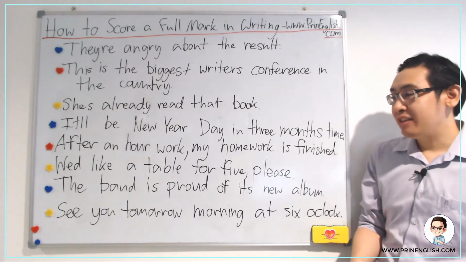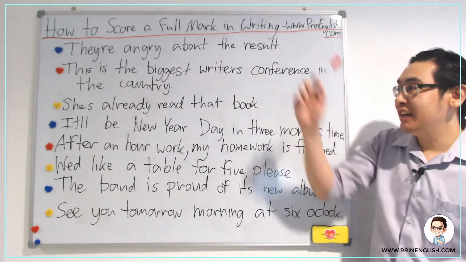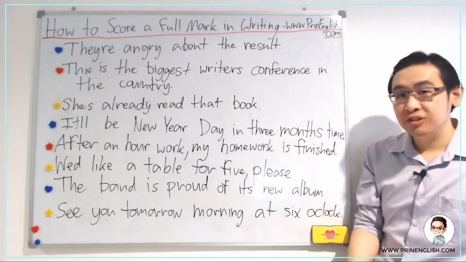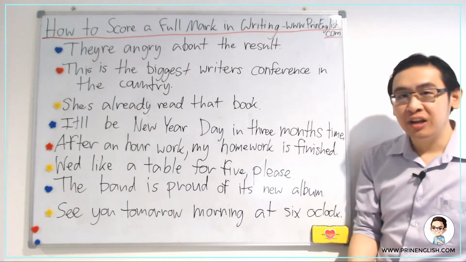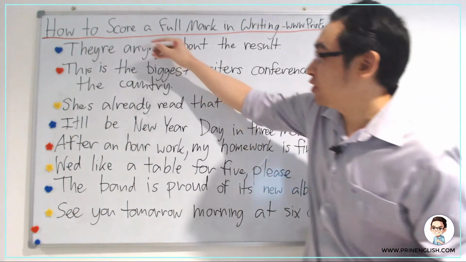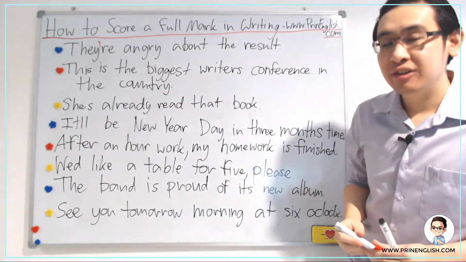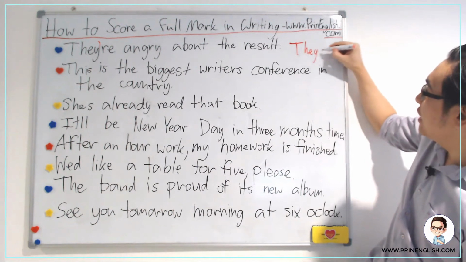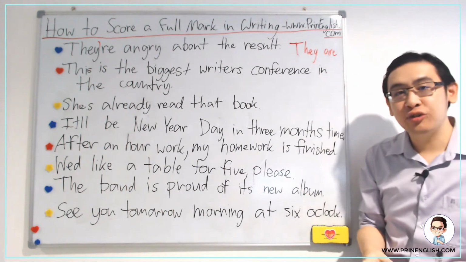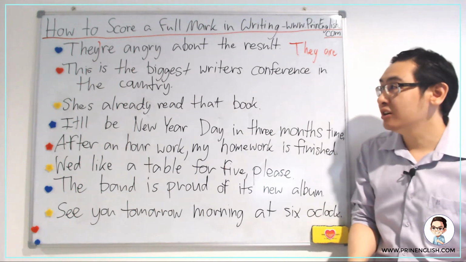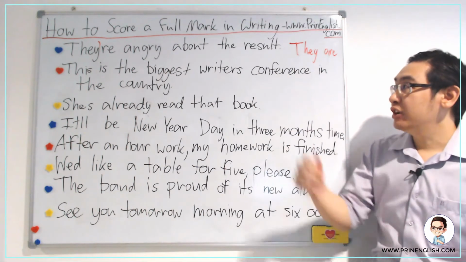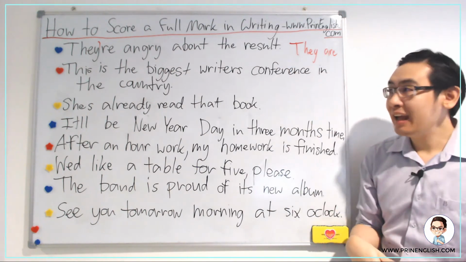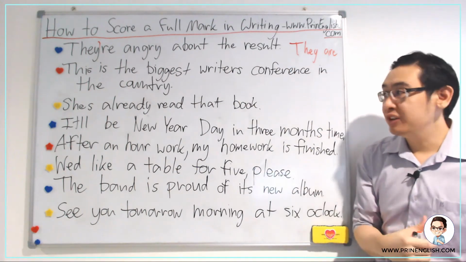Okay, let's look at the answer together. Let's begin with the first sentence, the one with the blue heart. They're angry about the result. Where should you put in the apostrophe? The answer is, of course, right there. So there is a contraction of they are, right? In a contraction, we need an apostrophe. So it becomes they're. They're angry about the result. So they're not happy. They're upset about the result of something. Okay? So in this case, we need one apostrophe.